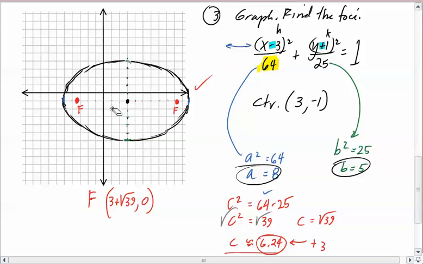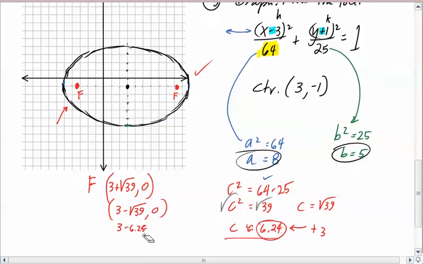So there's the first point. So stop and convince yourself. It's 3 plus the square root of 39. That's where that focus is located. Okay? So here we go. The other one is 3 minus the square root of 39. Now let's see why that's the case. Well, this is 3 minus roughly 6.24, and wouldn't that give me the negative 3.24, which is the location of that one?